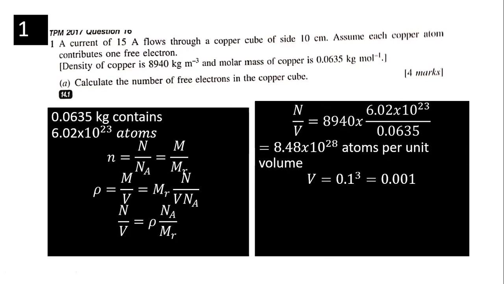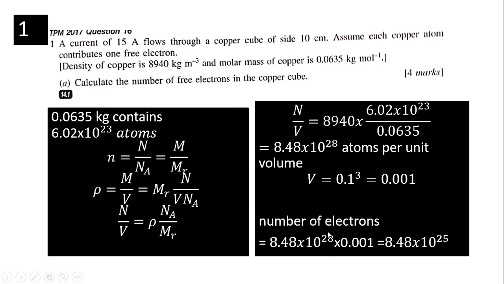The volume is, change it to meter cubed. Okay, so number of electrons, this is per unit volume times your volume, no? So that's why you get the number of electrons in the copper cube itself. Any comment? If not, let's carry on to part B.